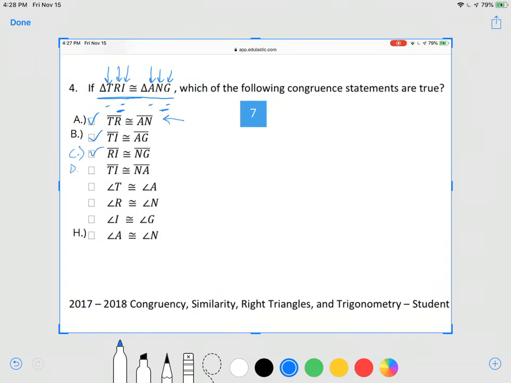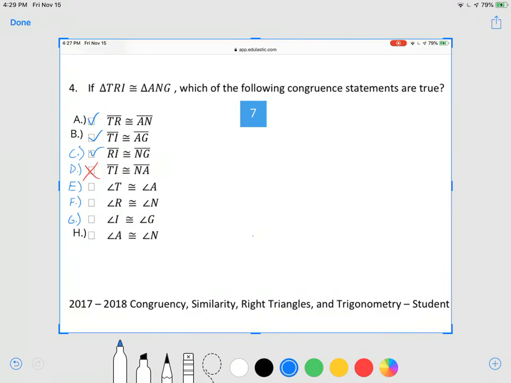This was C, this is D. D is claiming that TI is the same as NA. That's not right. TI is the first and third, NA is the first and second. So this one doesn't work, it's not true. All right, let's go to E.